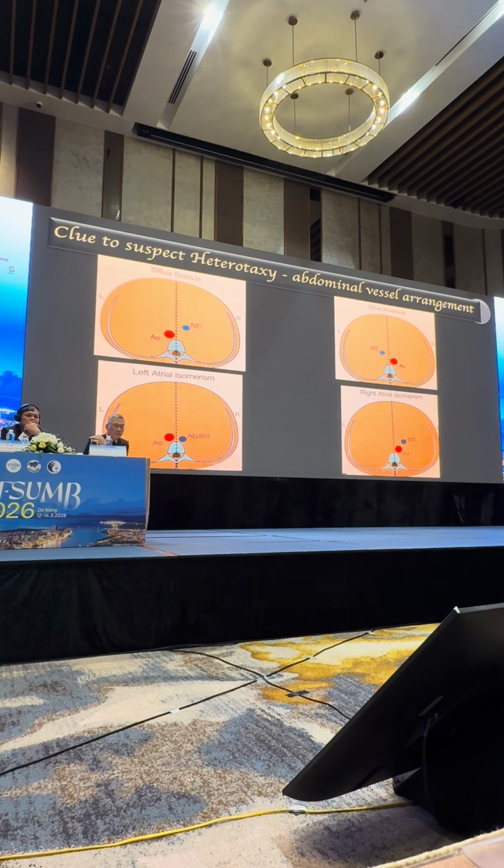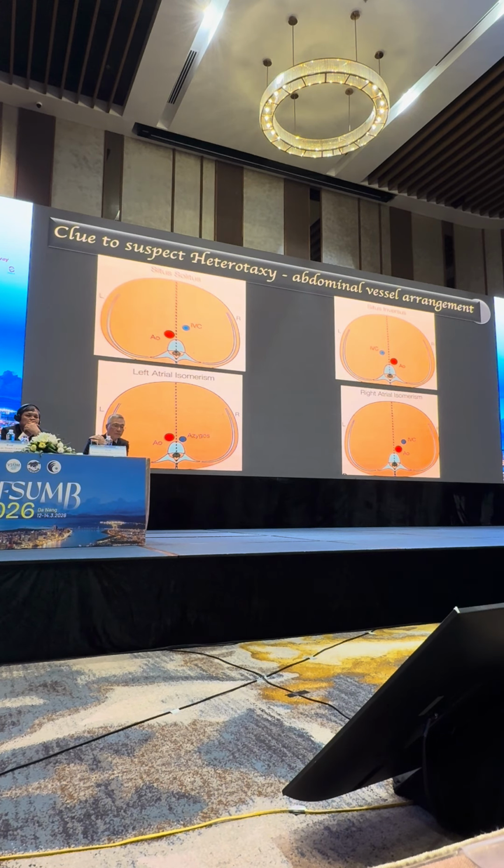Whereas in the right atrial isomerism, what happens is there will be juxtaposition. So the inferior vena cava as well as the aorta will be on the same side. This is the one which puts you on guard, that is, it alerts you that you are dealing with a complex cardiac abnormality, particularly a heterotaxy.